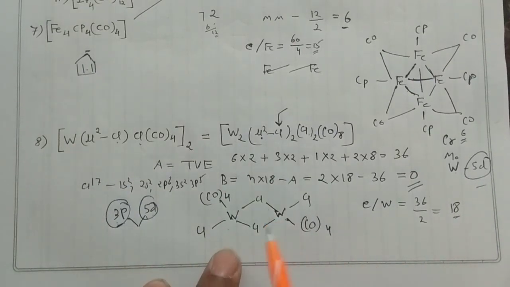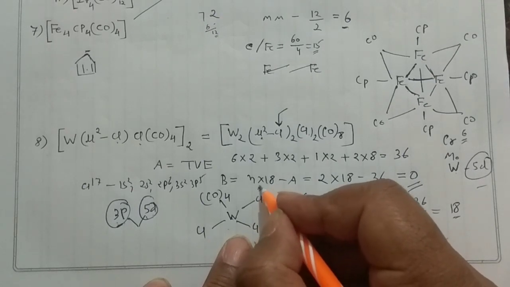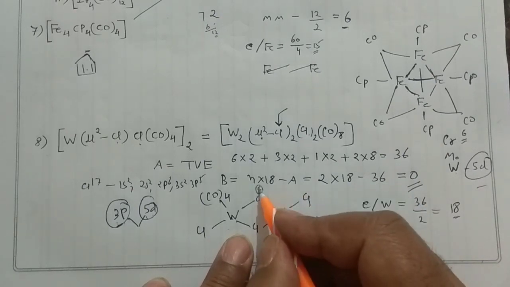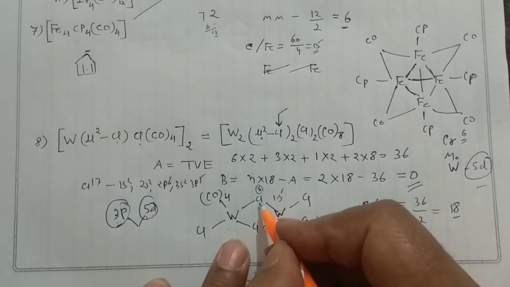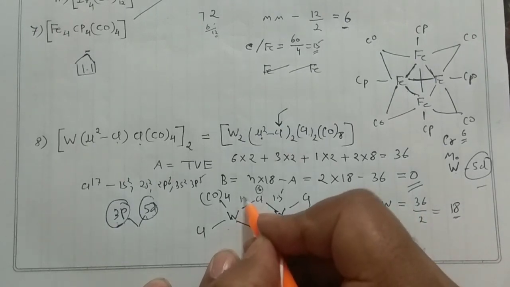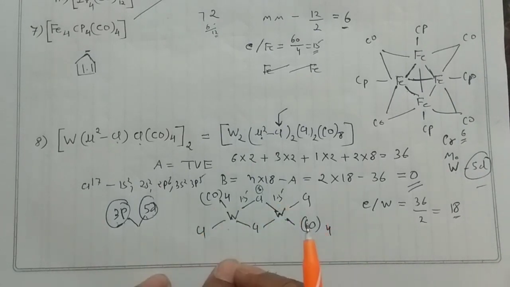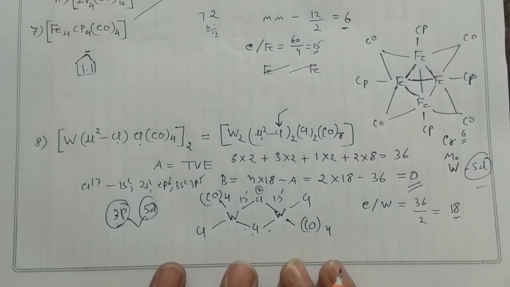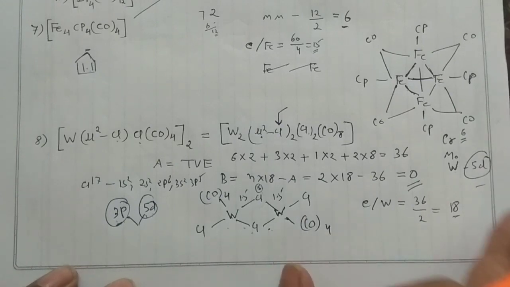So this chlorine, if you want to determine how many electrons it is providing, in total it will provide 3 electrons. Out of 3, 1.5 it will give to this W, and 1.5 it will give to this W. This is how you can distribute. Similarly you can do it here also, but I think this is not necessary actually. So this is the structure you can draw. Okay, now let me take my next question.